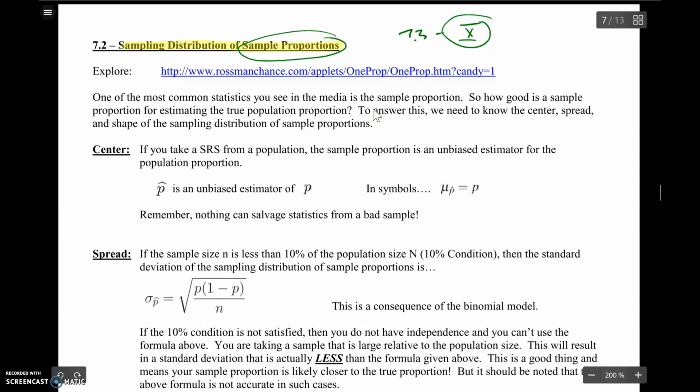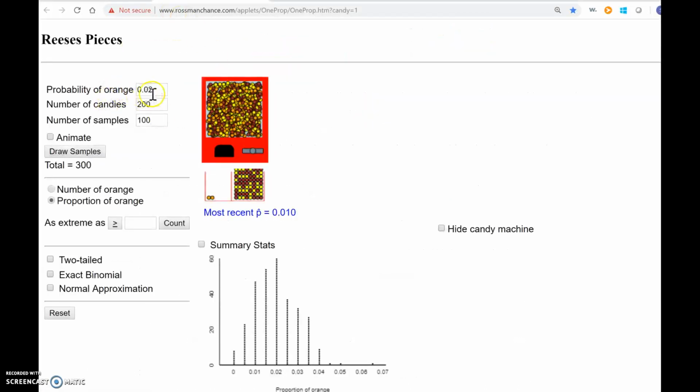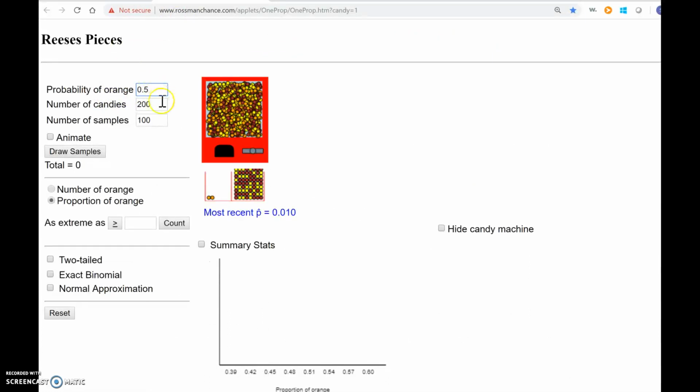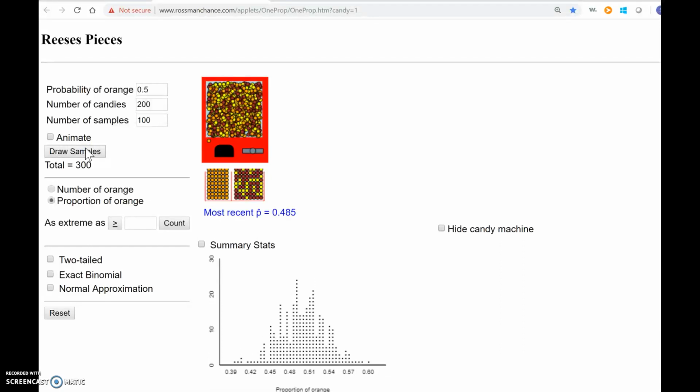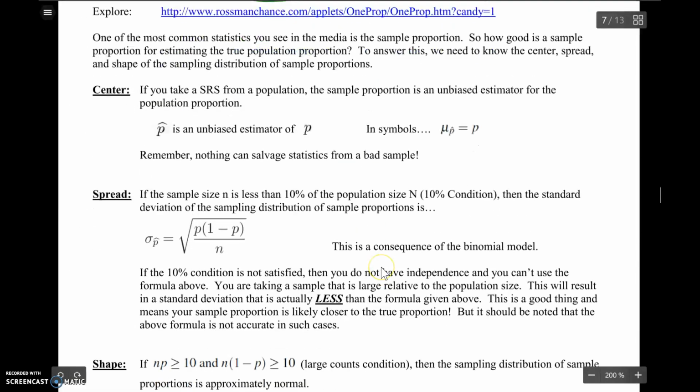So let's describe these distributions. Let's go back to the 50% here, and we'll take a sample size of 200, that's fine. We want to describe this distribution: the center, the standard deviation, and the shape. So let's do this in the notes.